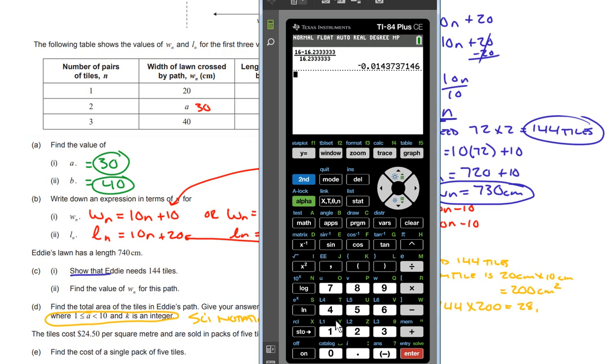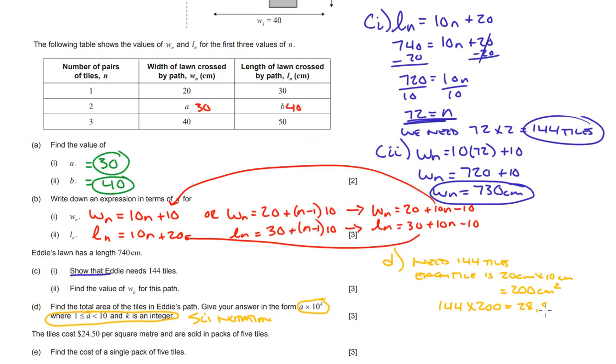Let's actually do this on here. So we got 144 times 200, and that gives us our 28,800. Okay, now it says we got to leave our answer in scientific notation. We can't leave it like this.